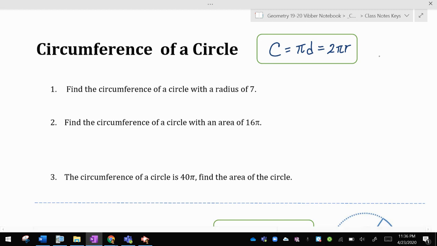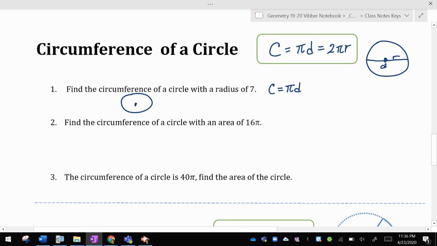So let's get started. Here's my circle. Don't forget, here's my diameter all the way across, and here's my radius halfway across. Now, find the circumference of a circle with a radius of 7. Okay, well, if I want the circumference, which is pi times diameter, I'm going to realize that if my radius is 7, my diameter is 14. So the circumference of this circle is going to be pi times 14, which we usually write as 14 pi. And there's your circumference in terms of pi.